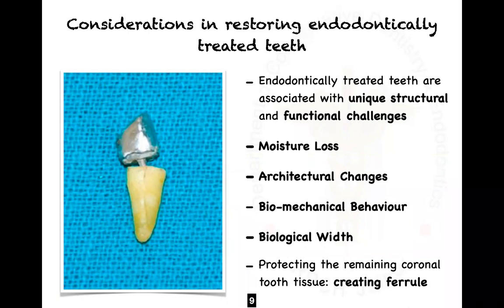Next we have biomechanical behavior. The intact vital tooth has a hollow laminated structure that deforms under load but is completely elastic under physiologic loading. So you know that a vital tooth has so much elasticity that as soon as the load is removed, it becomes elastic again. That means it has a proprioceptive feedback mechanism.